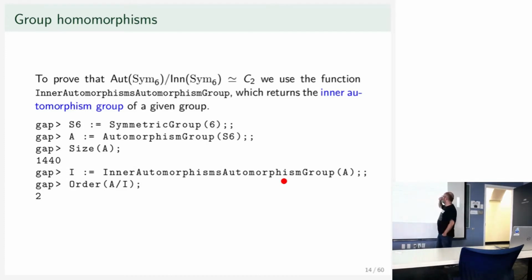Inner automorphism group. It's a long name, but this is what it is. So in this case, I'm computing S6 and its automorphism group, which has this size. And then I'm computing the inner automorphism group of A, which is I. I'm not printing the output because I need a lot of space. This is the only reason. And then I compute the order of this quotient, which is 2.